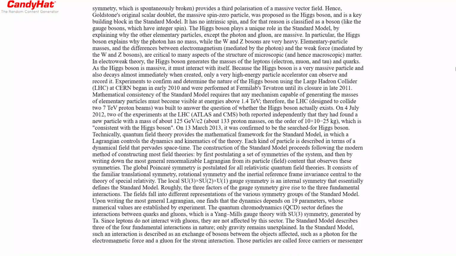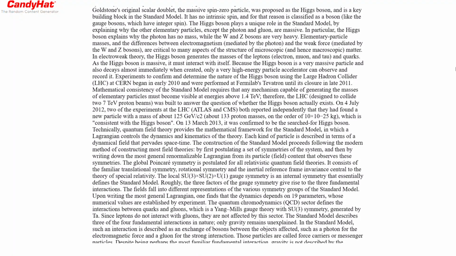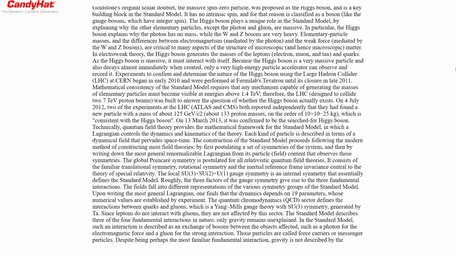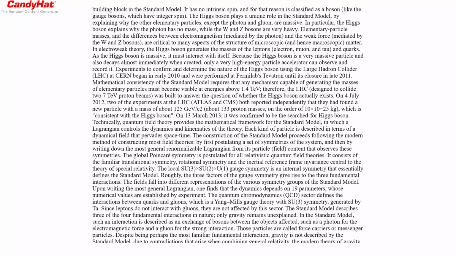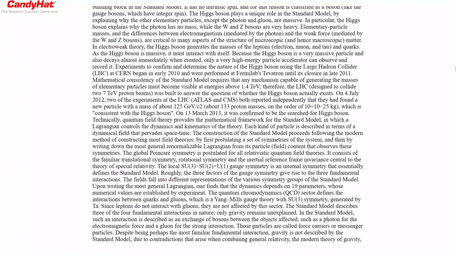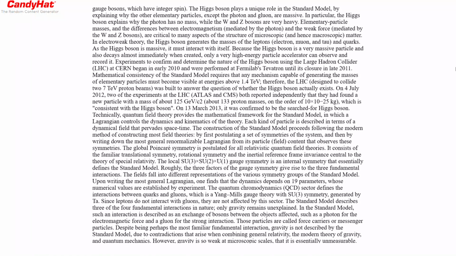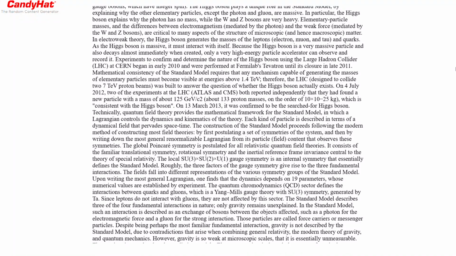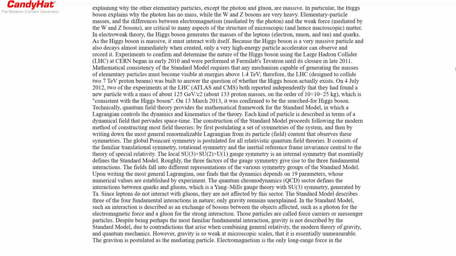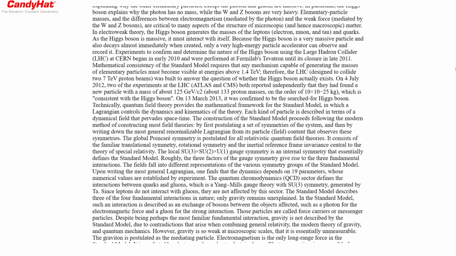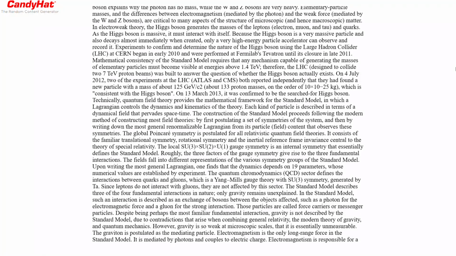The global Poincaré symmetry is postulated for all relativistic quantum field theories. It consists of the familiar translational symmetry, rotational symmetry, and the inertial reference frame invariance central to the theory of special relativity. The local SU(3) × SU(2) × U(1) gauge symmetry is an internal symmetry that essentially defines the Standard Model. Roughly, the three factors of the gauge symmetry give rise to the three fundamental interactions. The fields fall into different representations of the various symmetry groups of the Standard Model.